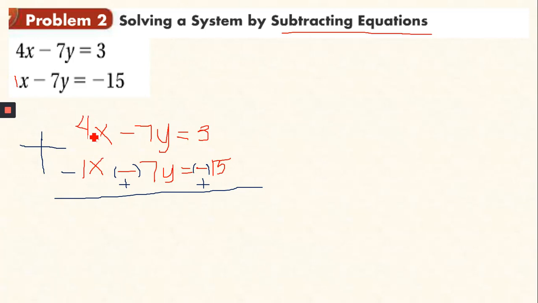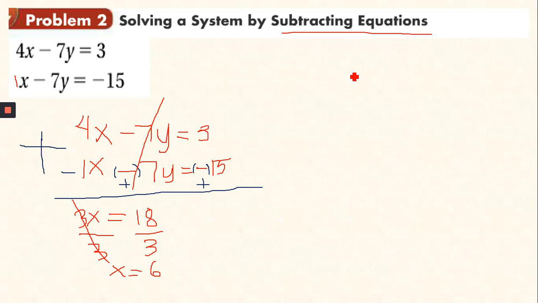So we have here 4x plus -1x, that is 3x. -7y plus +7y, that will be 0, is equal to 3 plus 15, that is equal to 18. Okay? So we already eliminated your variable y. And then dividing both sides by 3. So 3 divided by 3, that is 1. So x now is equal to 18 divided by 3, that is equal to 6.